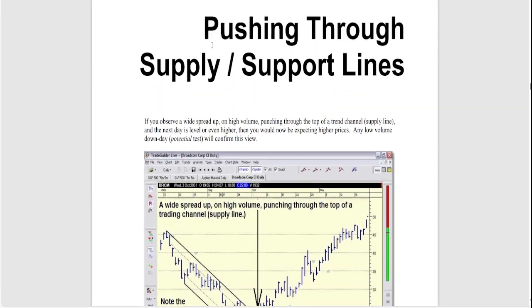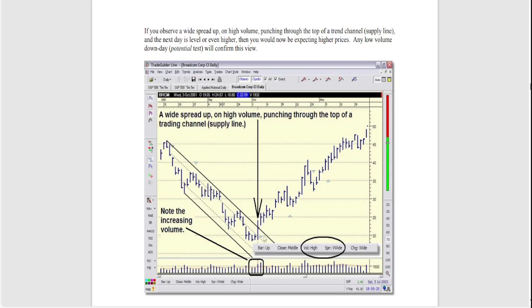Pushing through supply and support lines. Just read this book and ignore this bar chart. Consider it as a candlestick chart, and just understand it in that way.